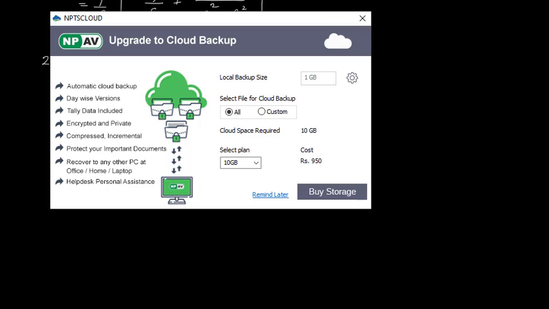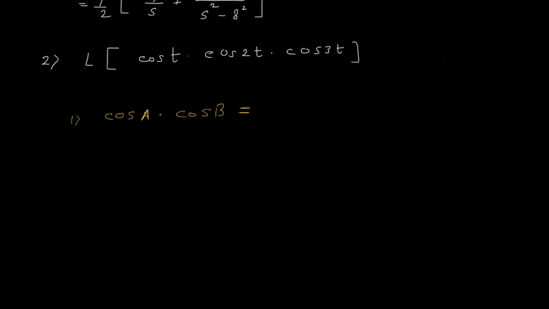It is 1 divided by 2. Actually the formula is 2 cos A cos B. So if I want to find cos A cos B, it is 1 divided by 2 times cos of A plus B plus cos of A minus B. Right? Cos A cos B is 1 upon 2 (cos A plus B plus cos A minus B).